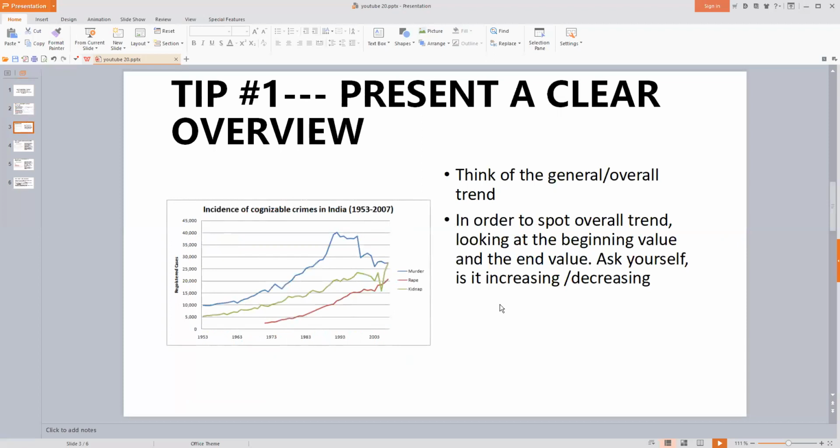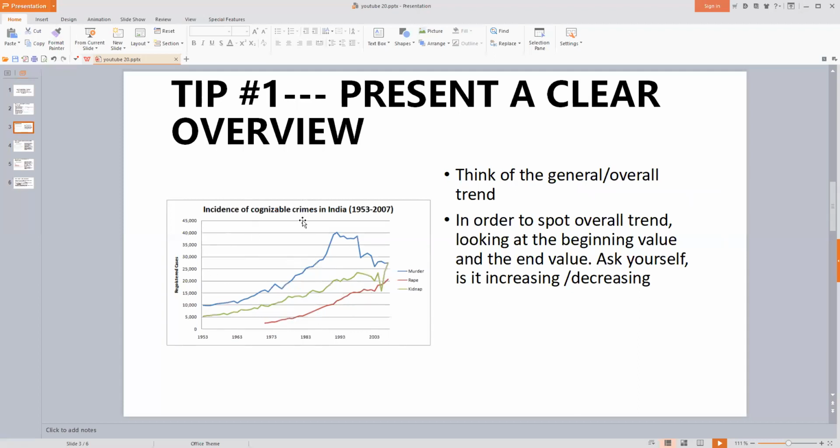So I'm going to tell you another example. As I told you, you have to think of the general or the overall trend. What is happening overall? What is the bigger picture? So you might ask me how I can do it. Maybe you find it difficult to see the overall trend. So I'll tell you a very simple method to do that.